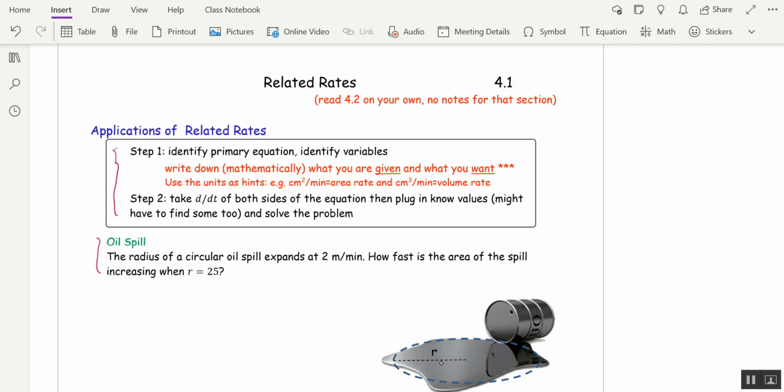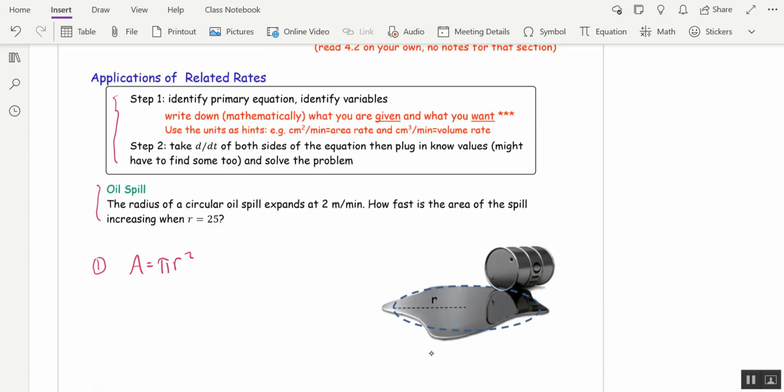Step one is identify the primary equation. Well, this problem is talking about the area of a circle, so let's use A equals pi r squared, where A is the area and r is the radius of the circle. And then the most important part of step one is this line here, where you write down mathematically what you're given and what you want, because it's impossible to solve for what you want if you can't write it down.